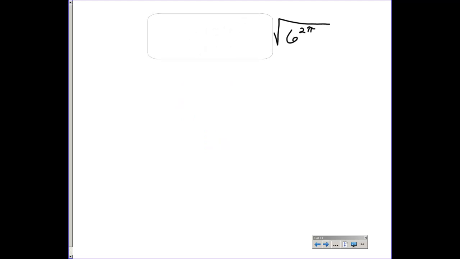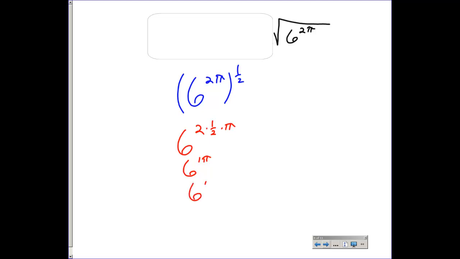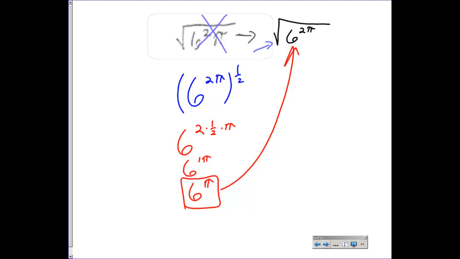The square root of 6 to the 2 pi power. There we go. Yeah, this is actually a mistake here. So we're going to rewrite 6 to the 2 pi power, and we're going to raise it to the 1/2 power. So basically we're rewriting the square root as an exponent of 1/2. Now since I have a power raised to a power, I can multiply them. So I have 6 to the 2 times 1/2 times pi. Well, 2 times 1/2 is going to give you 6 to the first power times pi, or just 6 to the pi power. And this ends up being the simplification of that number.